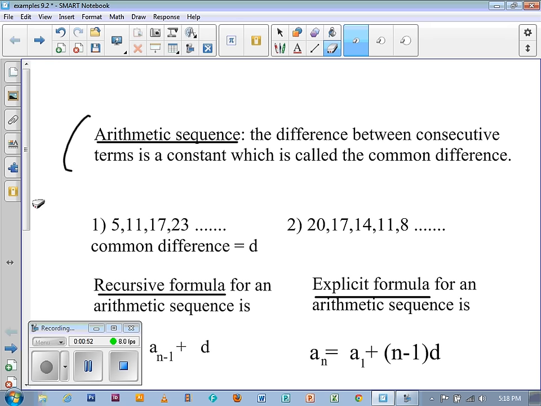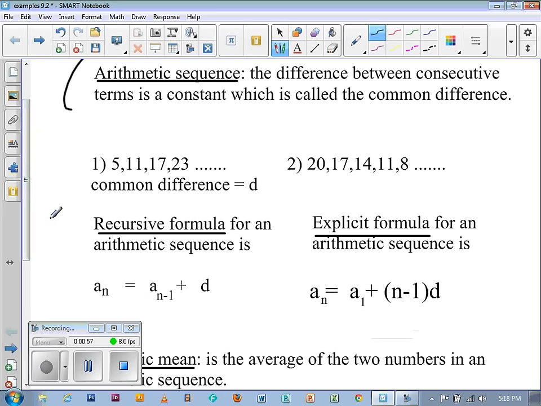Remember, the recursive formula looks something like this. It basically looks at the previous term to establish what the next term in line is. And one thing that's missing here, I'll make sure that you put in, if we were going to do number 1, a sub 1. A sub 1 has to be the first term, which in this case is 5. You always have to establish the first term. Then you simply put in a sub n is equal to a sub n minus 1.